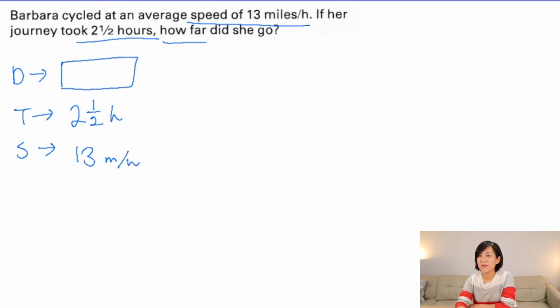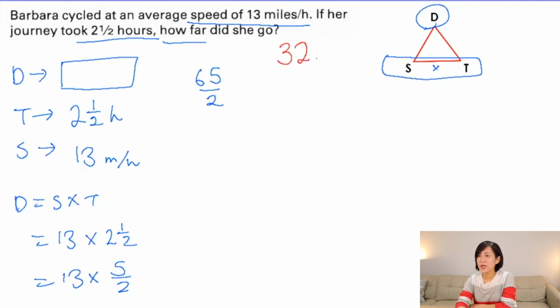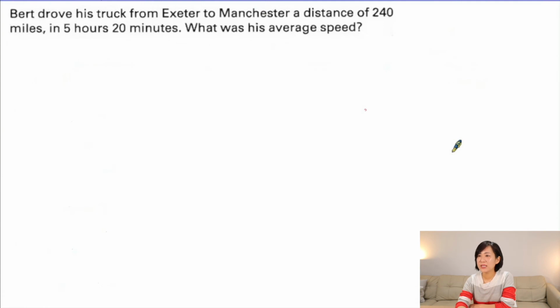So let's calculate the missing value of the distance. How can you calculate the distance? On the top you can see distance. So D equals S times T. So speed times time. Now your speed is 13 and your time is 2.5. That gives you 5/2, and let's calculate it directly. So you need to find half of 65. That is 32.5. Since it's distance, you need to put your unit, that is miles. That's our answer. Now this is our last question.